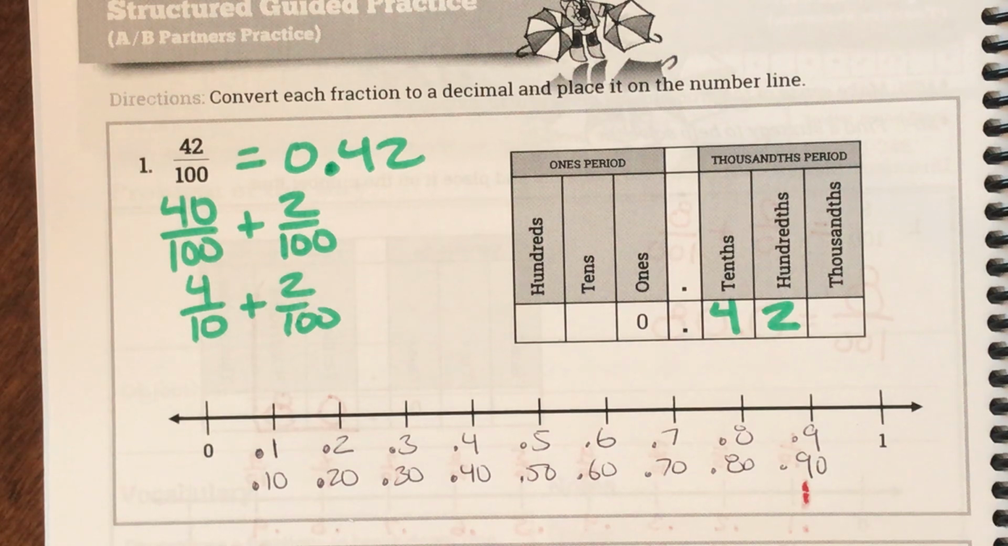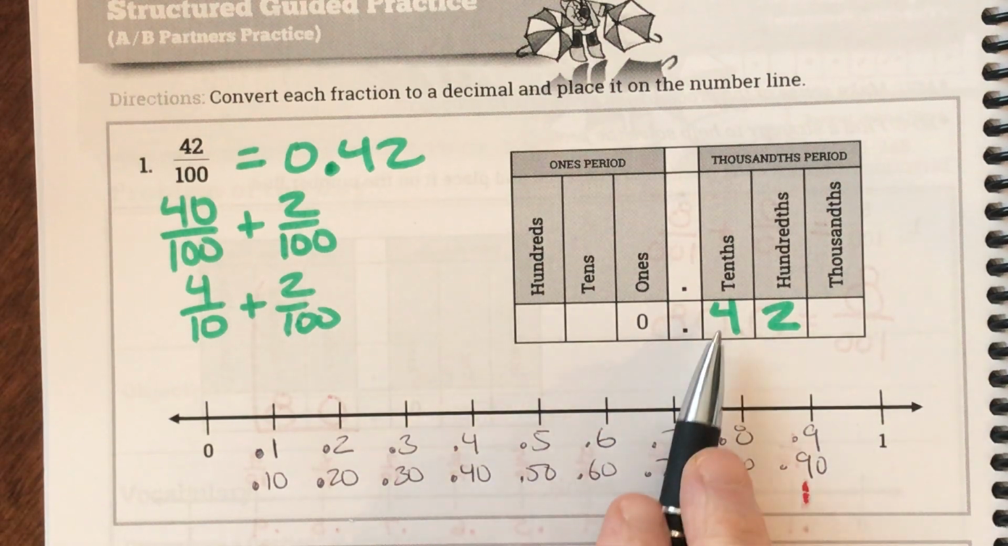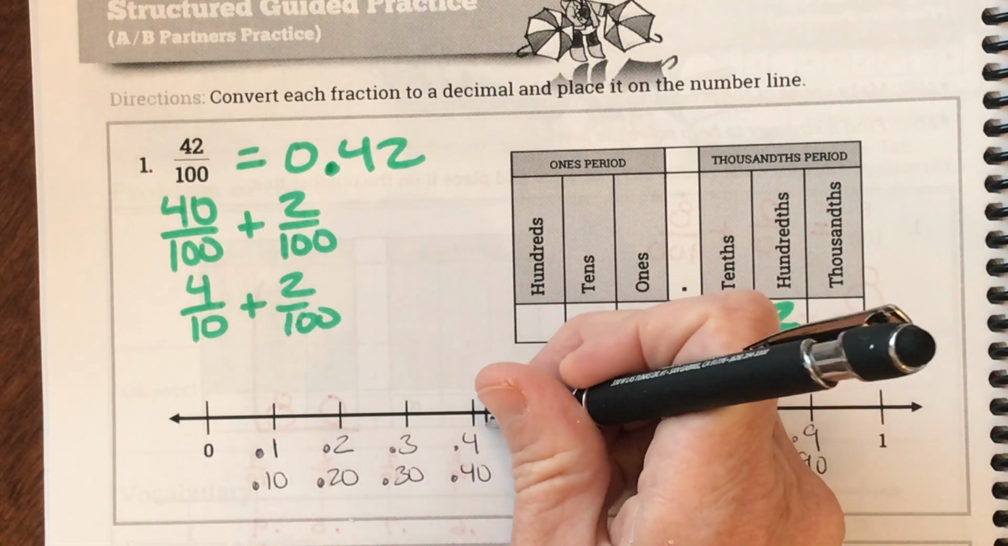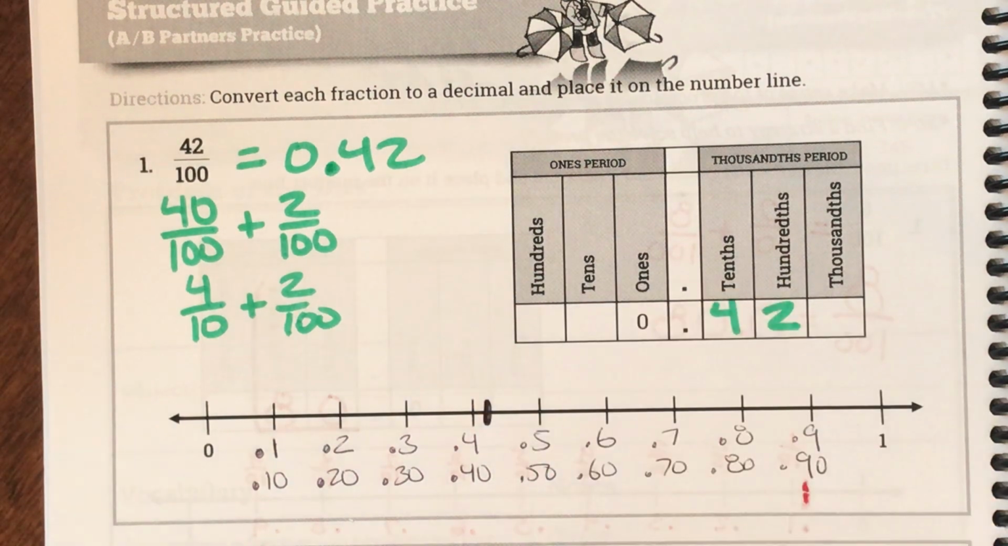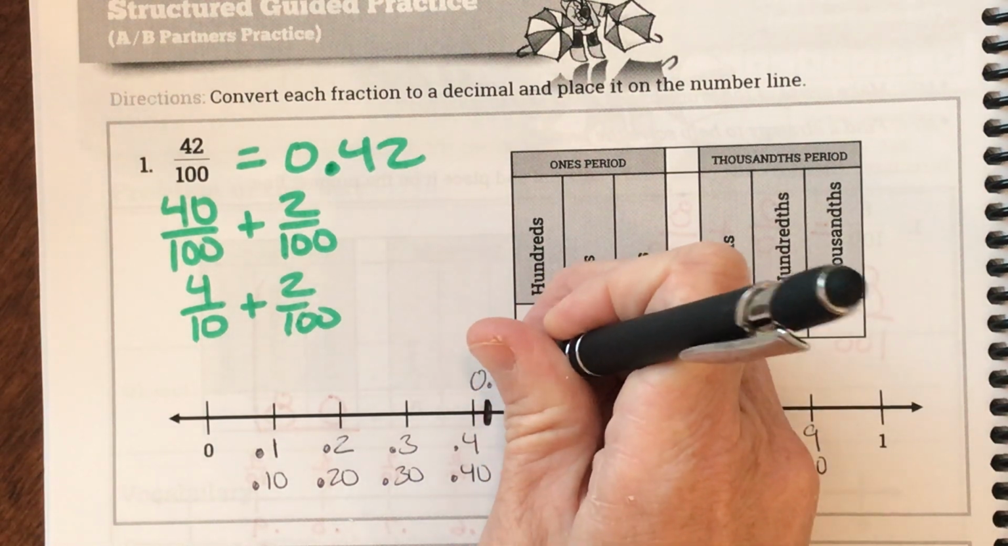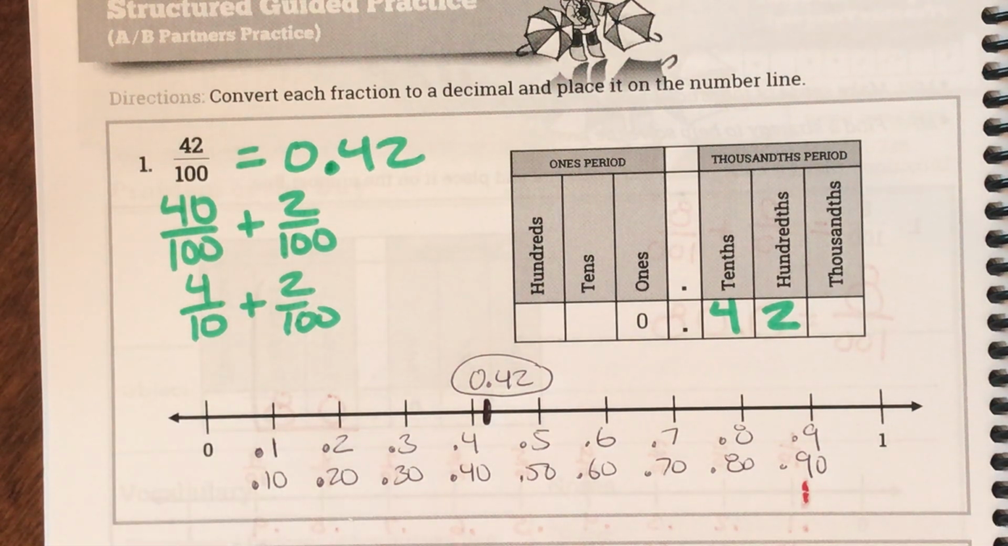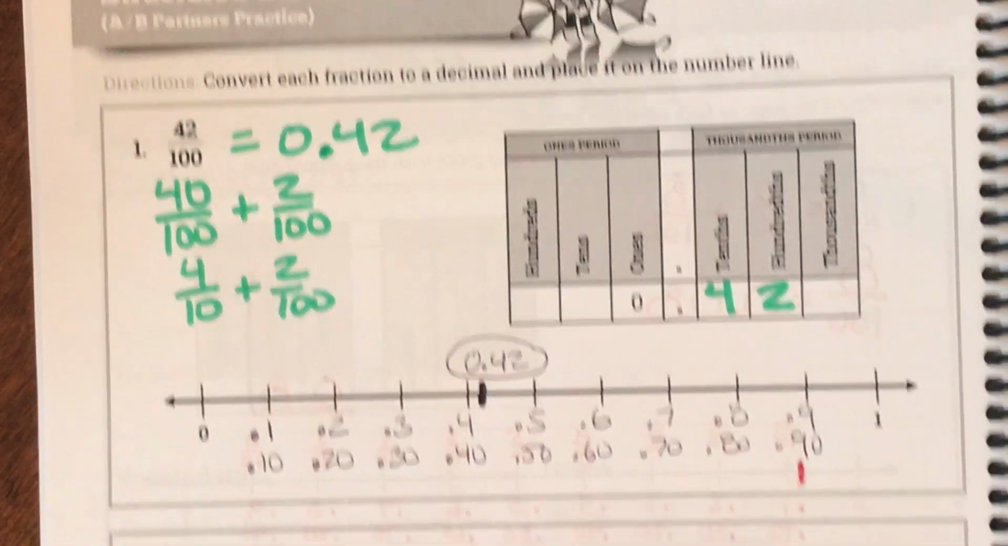Okay, so where would we put 42 hundredths? Well, you have 4 tenths, but you don't have 5 tenths. So you have more than 4 tenths, but less than 5 tenths. And you have more than 40 hundredths, but not 50 hundredths. So I think it's going to be somewhere about here, maybe right about there would be 42 hundredths. That's where that's going to go. Remember you can always pause the video if you need to get caught up with your writing. Okay, let's look at our next one.